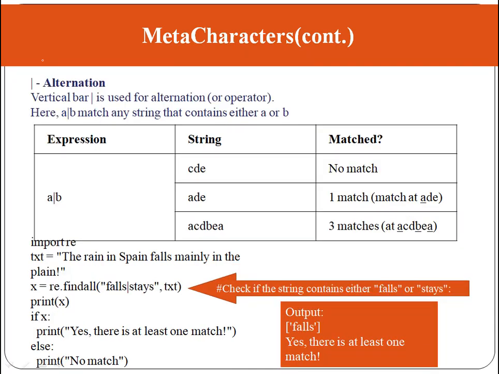Then we have the pipeline symbol, right? This is the vertical bar that we use. The vertical bar is used for alternation, the or operator. So either A or B. Here neither A nor B is there, so no match, right? A, so one match is there. Here you can see either A or B or A, right? And this is how you can use it over here. You have used either falls or stays.